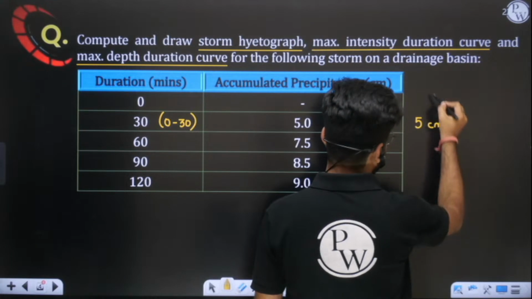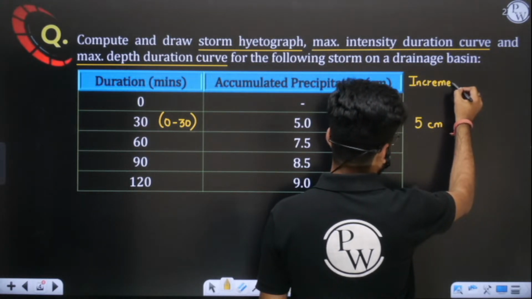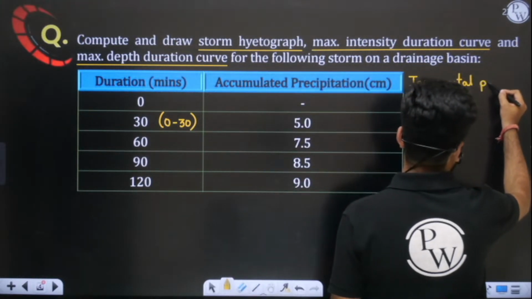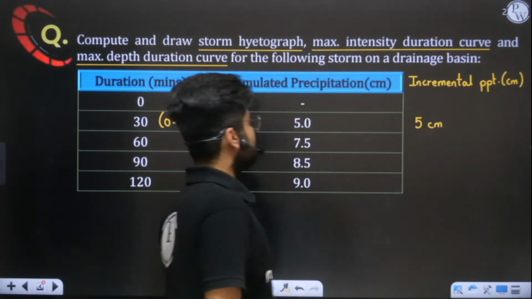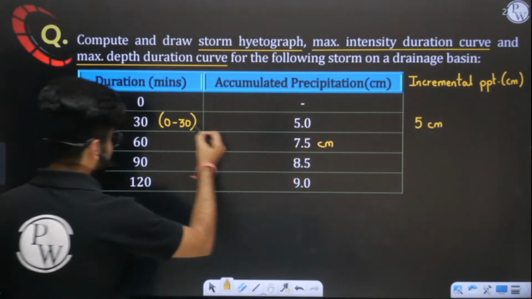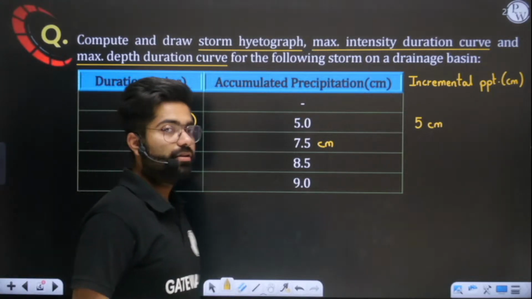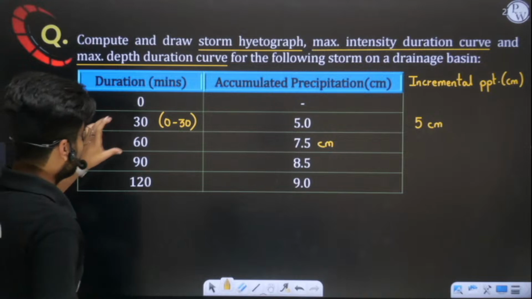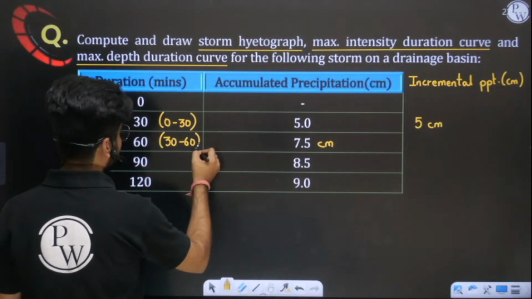If I want to write incremental precipitation here, listen very carefully. If I want to write incremental precipitation in centimeter here, how will I write? See, cumulative means 7.5 centimeter rainfall has happened from the start, 0 to 60 minutes. So how much rainfall will be there when you are asking here for 30 to 60 minutes? Can you tell me what we have to do?